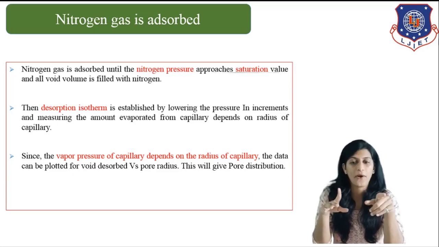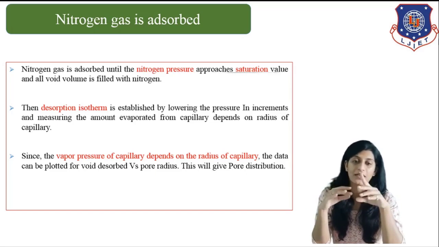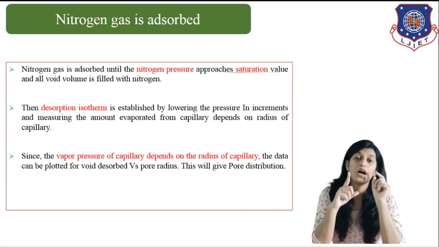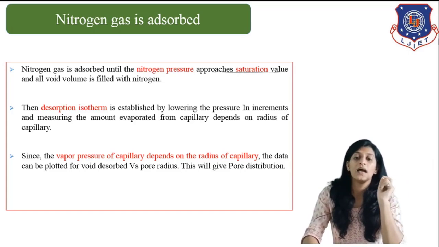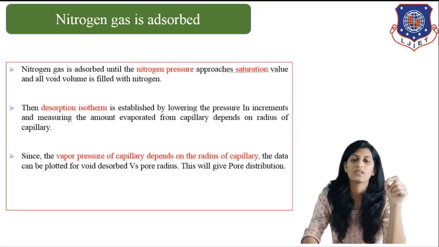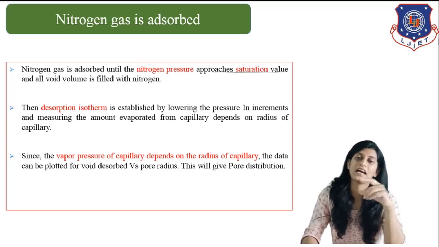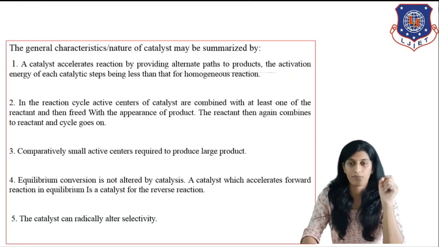form a plot, right? Measuring the amount evaporated from the capillary will depend on the radius of the pore opening. Since the vapor pressure of the capillary depends on the radius of the capillary, the data we can plot is volume desorbed versus pore radius, and this can be utilized to form the nitrogen gas adsorption technique.